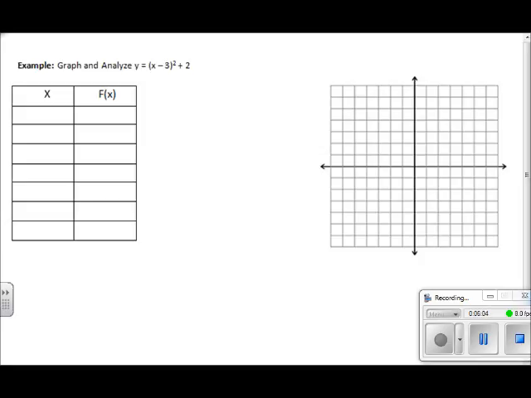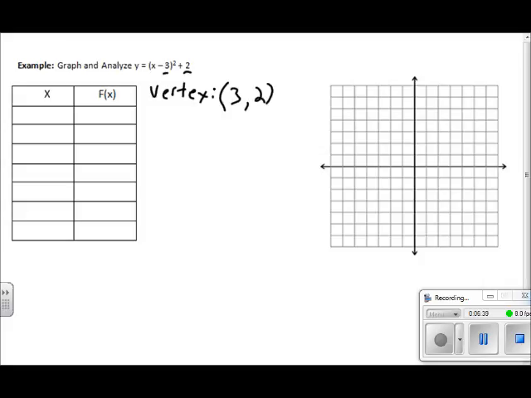Now let's say we wanted to graph and analyze a function given specifically in vertex form. This time it is y equals the quantity x minus 3 squared plus 2. One of the first things we want to look for is the vertex. When it's given to us in vertex form, we have minus h and plus k, and our vertex is (h, k), so 3 is the x-coordinate and 2 is our y-coordinate. So that's where our vertex is going to be.